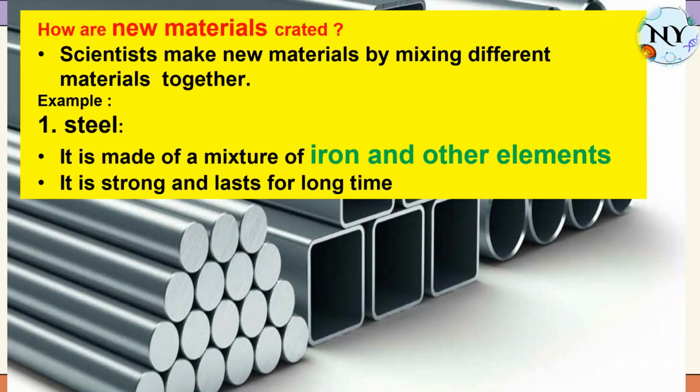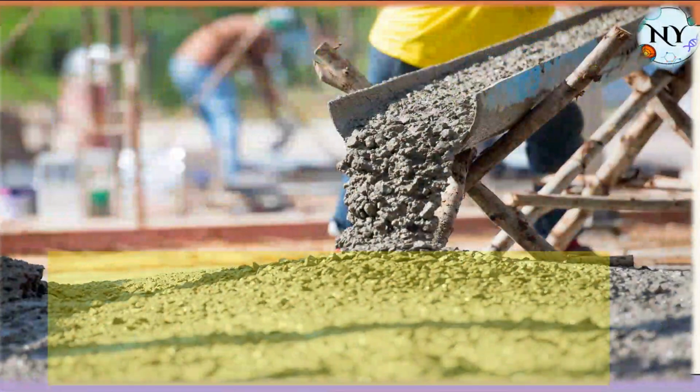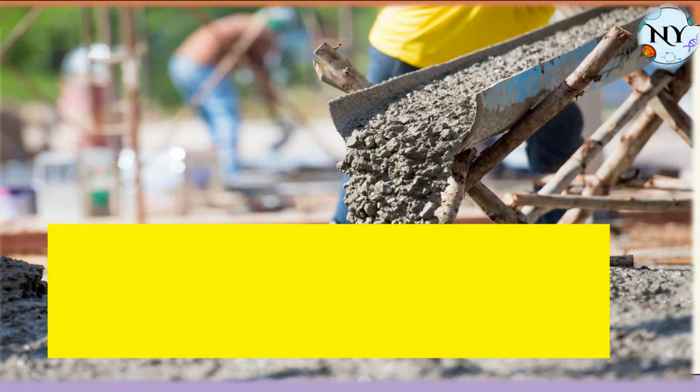We have here also another material. So we have to know how new materials are created. Scientists make new materials by mixing different materials together, such as steel. Steel is strong and lasts for a long time, and it's made from iron and other elements. It comes up in the questions: steel is made from iron and other elements.